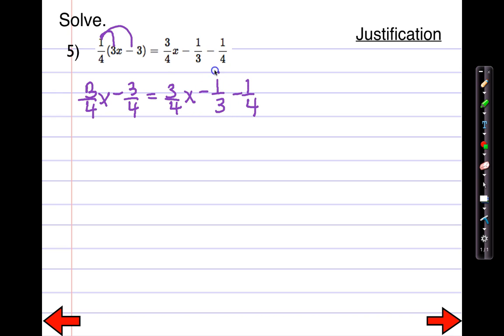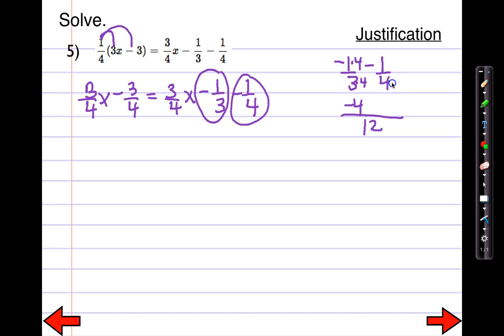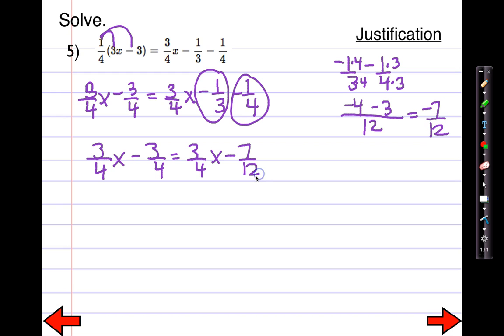Now I'm noticing I can combine like terms. So negative 1/3 minus 1/4. 12 is going to be my lowest common multiple, so I'm going to multiply by 4 here. It's a negative 4 here. I'm going to have to multiply by 3, leaving me with minus 3. So now I'm left with negative 7/12. So here we have 3/4 x minus 3/4 equals 3/4 x minus 7/12.